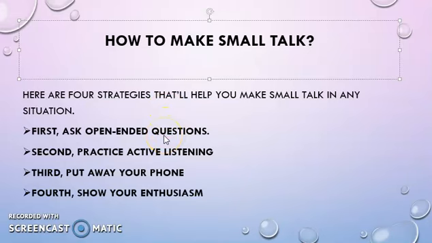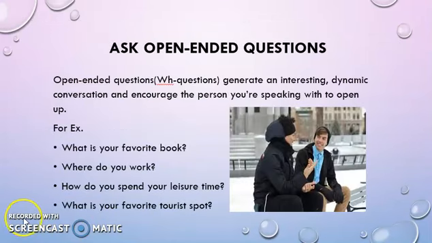First, ask open ended questions. Second, practice active listening. Third, put away your phone. And fourth, show your enthusiasm. Let us see in detail.